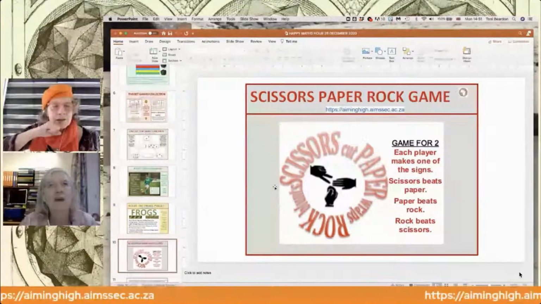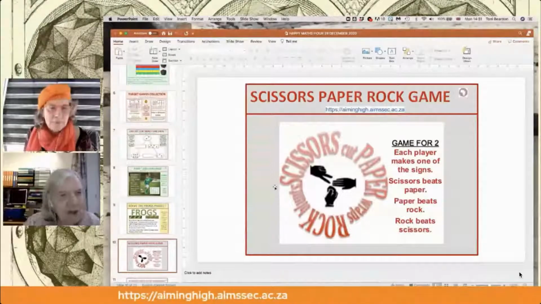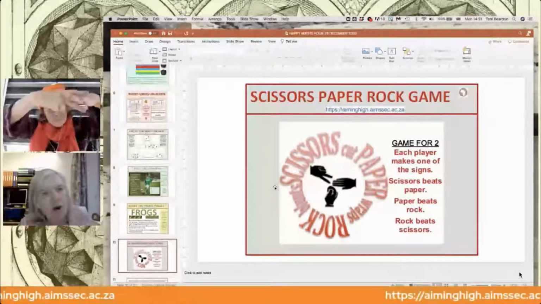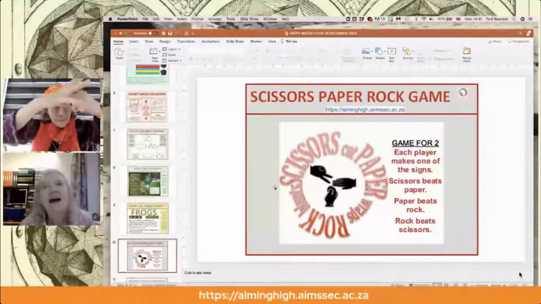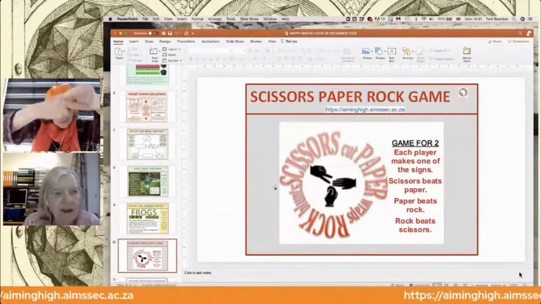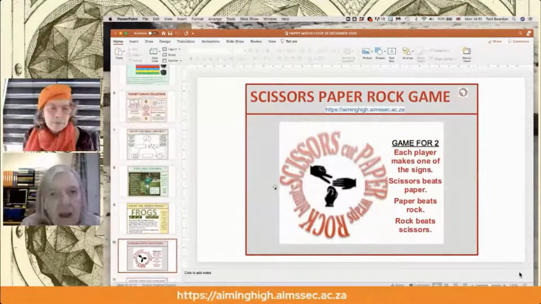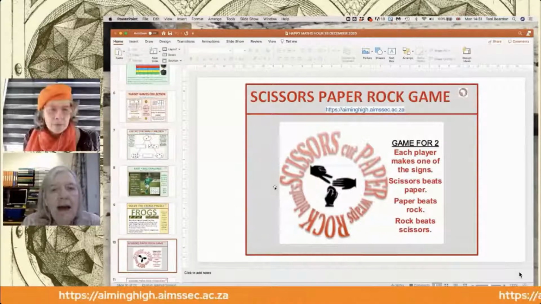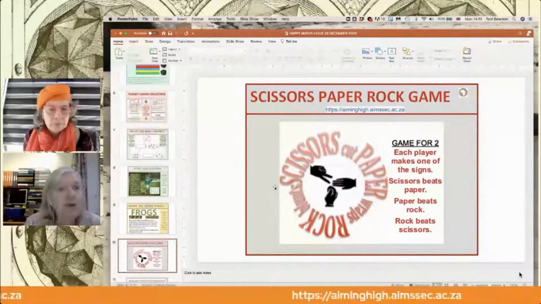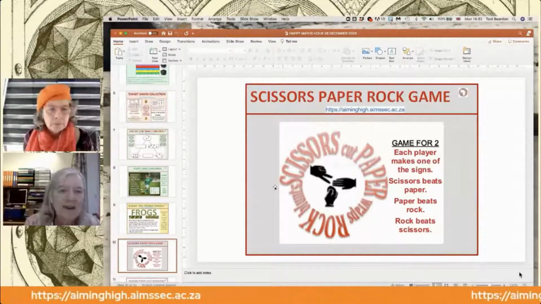Okay, so there are very simple rules. Scissors beats paper because scissors cut paper. Paper beats the rock because the paper wraps the rock, and as you just saw there, the rock beats the scissors because the rock blunts the scissors. And you can play with 2 or 3 people, or more actually, and you each do your action, okay? And those are the rules about who wins.